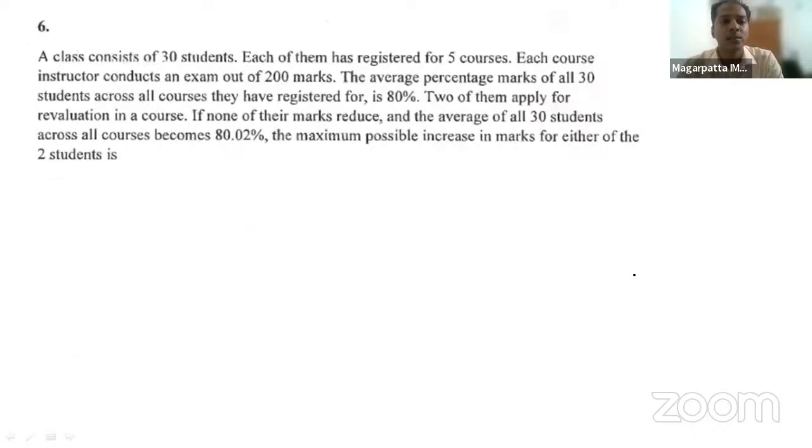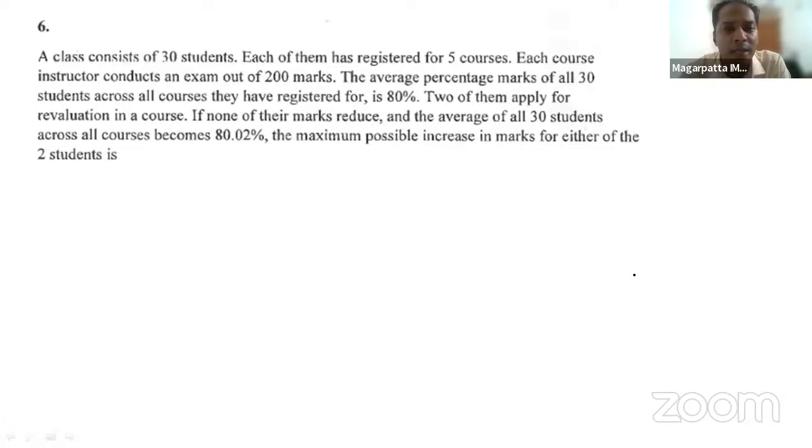A class consists of 30 students. Each of them has registered for 5 courses. Each course instructor conducts an exam out of 200 marks. The average percentage of marks of all 30 students across all courses they have registered for is 80%. 2 of them apply for reevaluation in a course. If none of their marks reduce and the average of all 30 students across all courses becomes 80.02, the maximum possible increase in marks for either of the 2 students is.